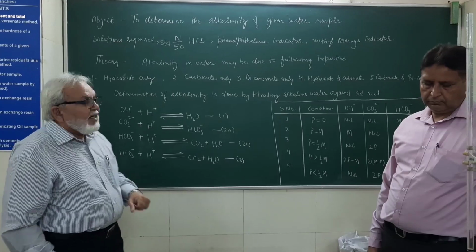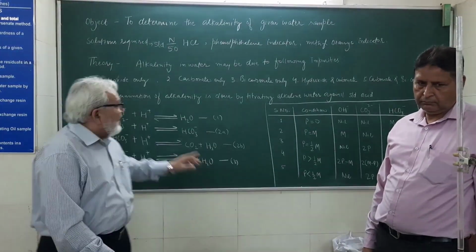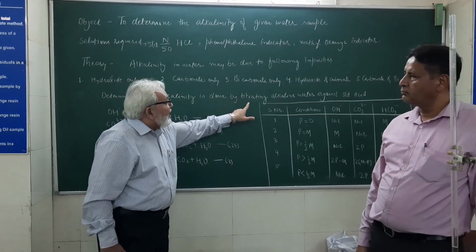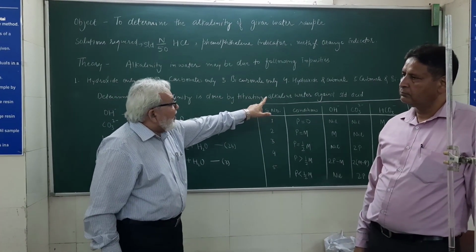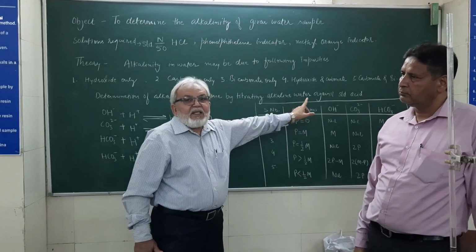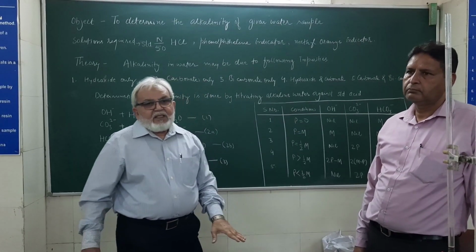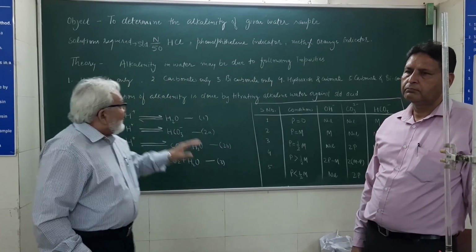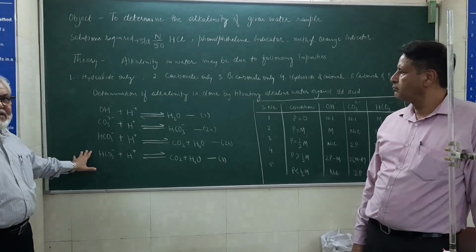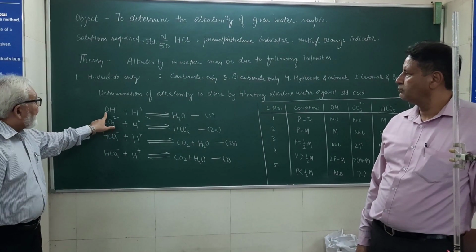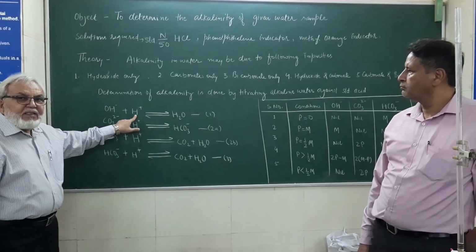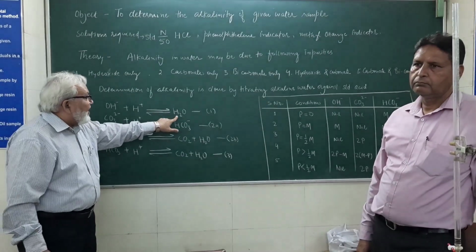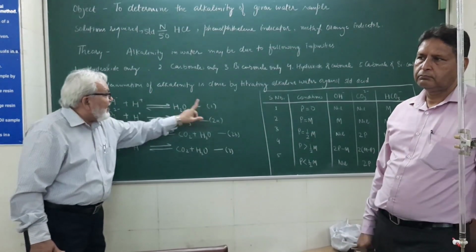Now regarding the determination of alkalinity, it is done by titrating alkaline water against standard acid, which in the present experiment is N by 50 HCl. The following reactions take place during the titration. Firstly, OH minus combines with H plus of the acid solution and gets neutralized as H2O. This is reaction number 1.